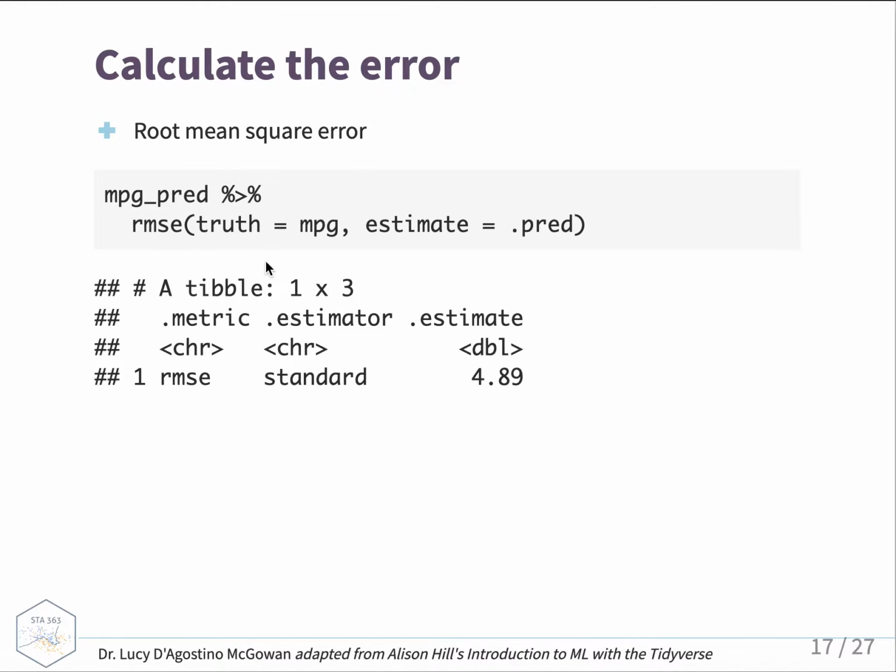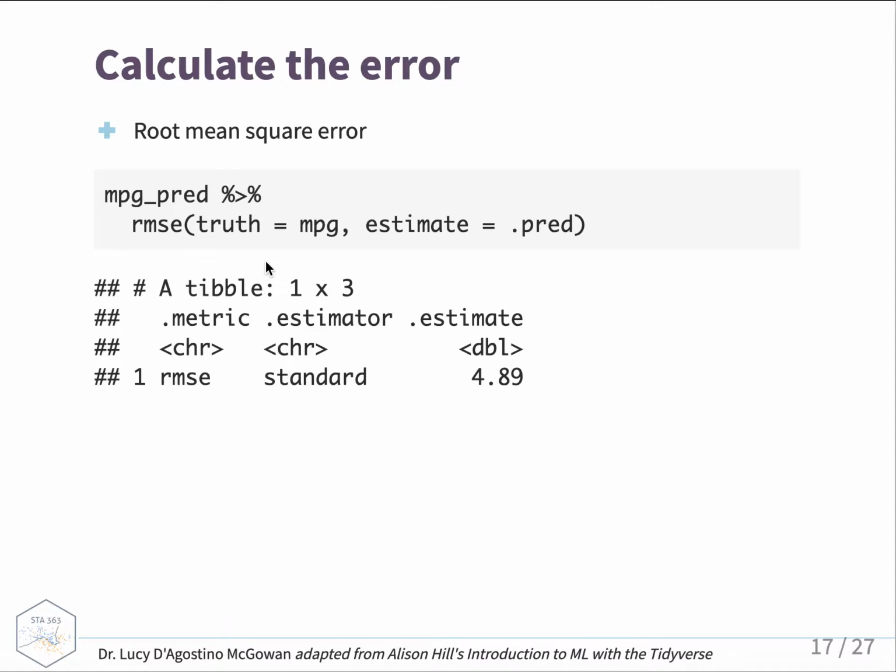Okay, so now we want to calculate the error. We've been talking a lot about mean squared error. If you remember the calculation, you take your predicted values and subtract them from your true values in your data set, then square those differences and take the average. In Tidymodels, they use something called root mean squared error, which, as you may have guessed, is just the square root of the mean squared error.